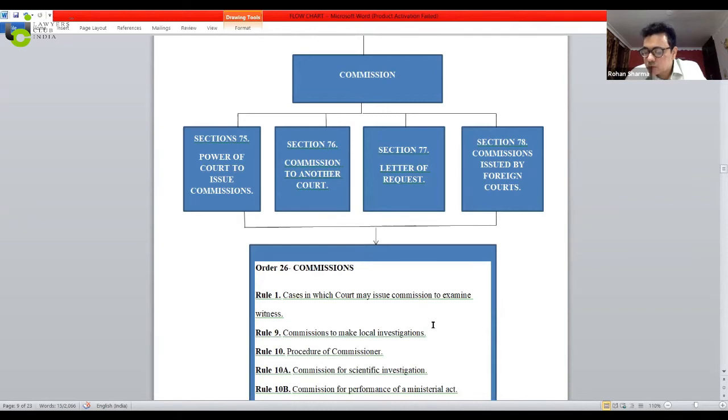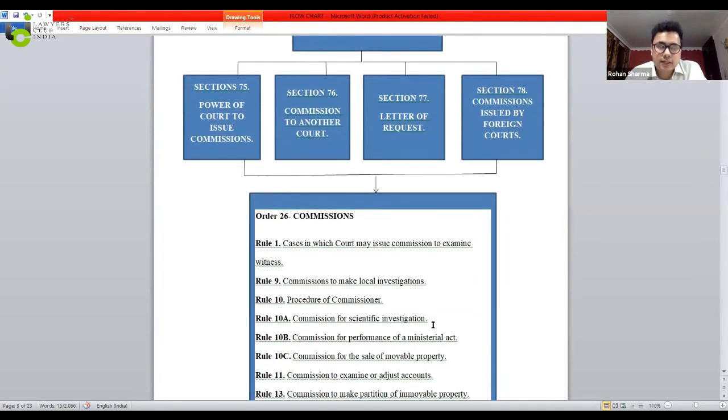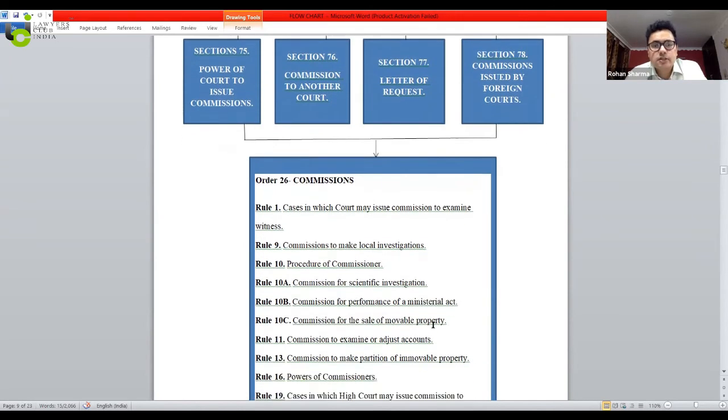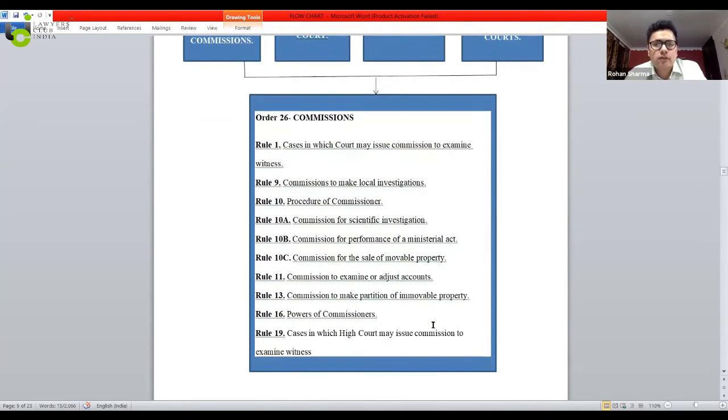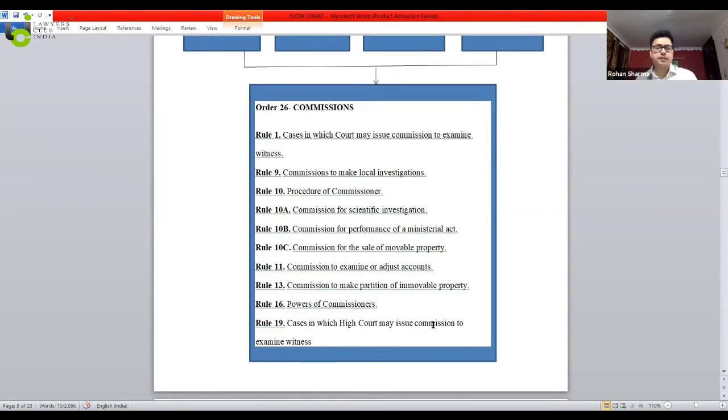Then commissions to be issued by foreign courts or for matters before foreign courts. Similar rules, which Sections 75, 76, and 77, read with Order 26, outline, are applicable under Section 78 to foreign courts also, or in cases involving foreign judgments. Order 26 talks in detail about the purposes for which these commissions can be appointed: to examine a witness, for local investigations, for some scientific investigation, a commission of expert members can be constituted, for performance of a ministerial act. Rule 16 is a very important rule which deals with the power of these commissioners.